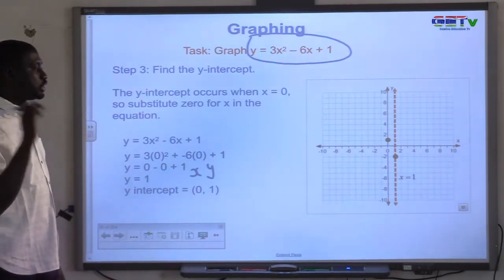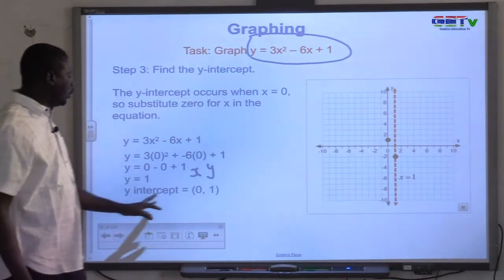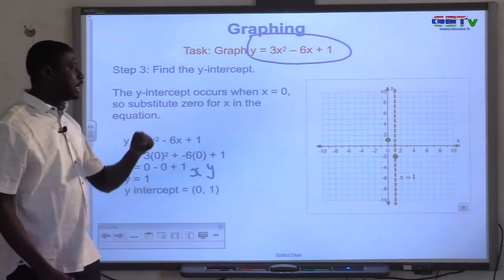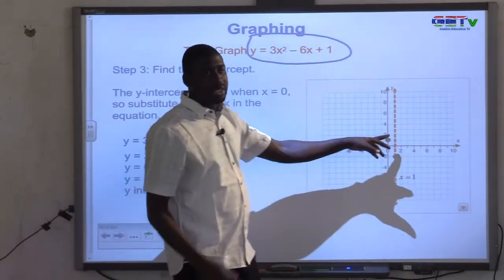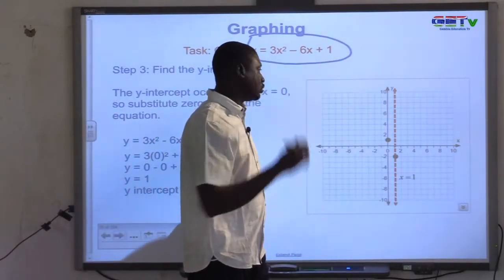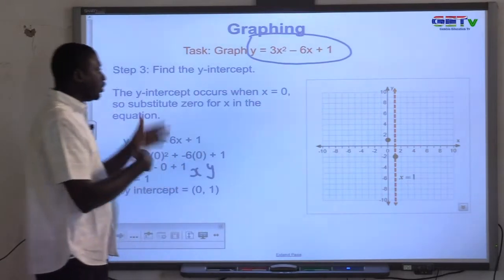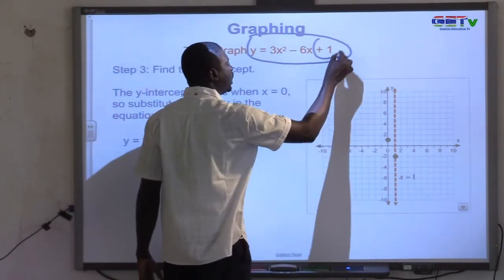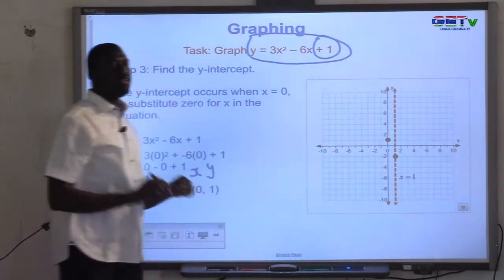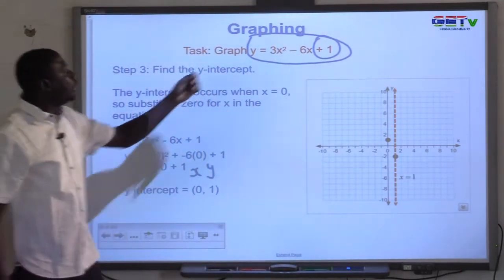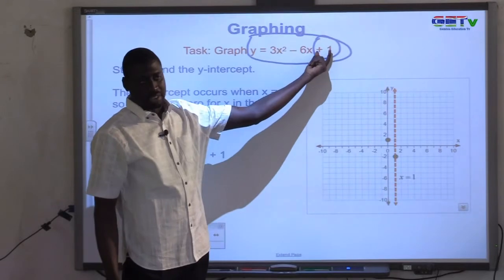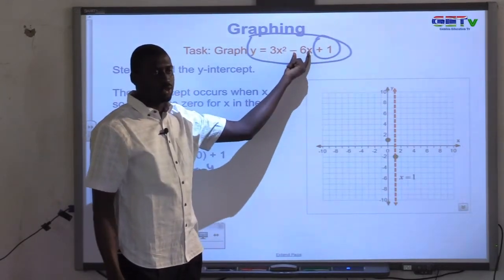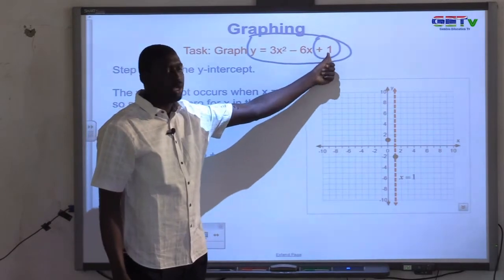The graph cuts the y-axis at coordinate point 0, 1. That is, on the y-axis at 1. That's where the graph will cut the y-axis. So if you understand very well, you realize that this is the same as the positive 1 we have here. The graph cuts the y-axis at the constant term, because when x is 0, this will be 0 and this value also will be 0. So you will get only 1.